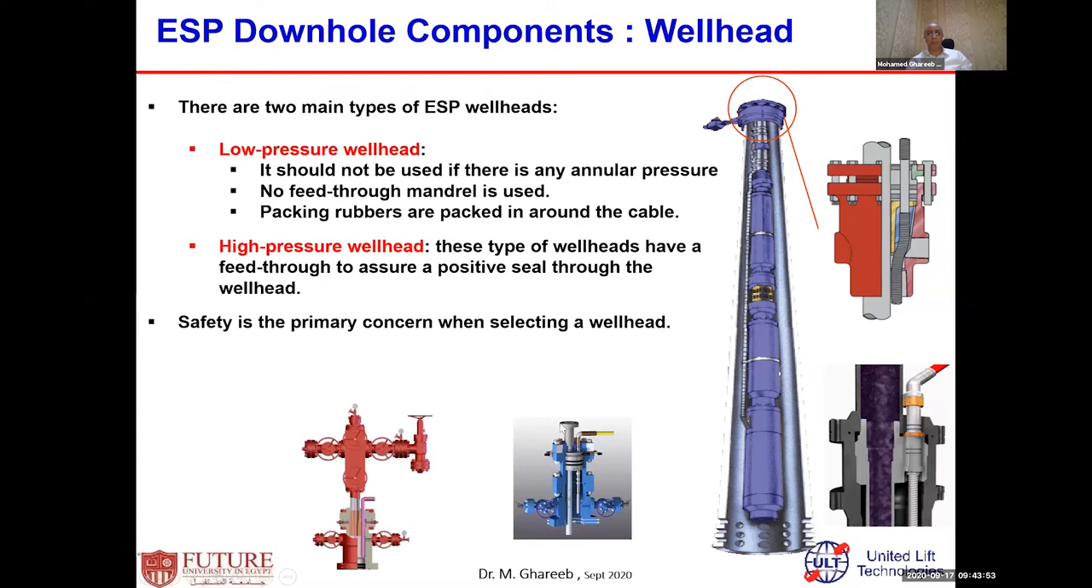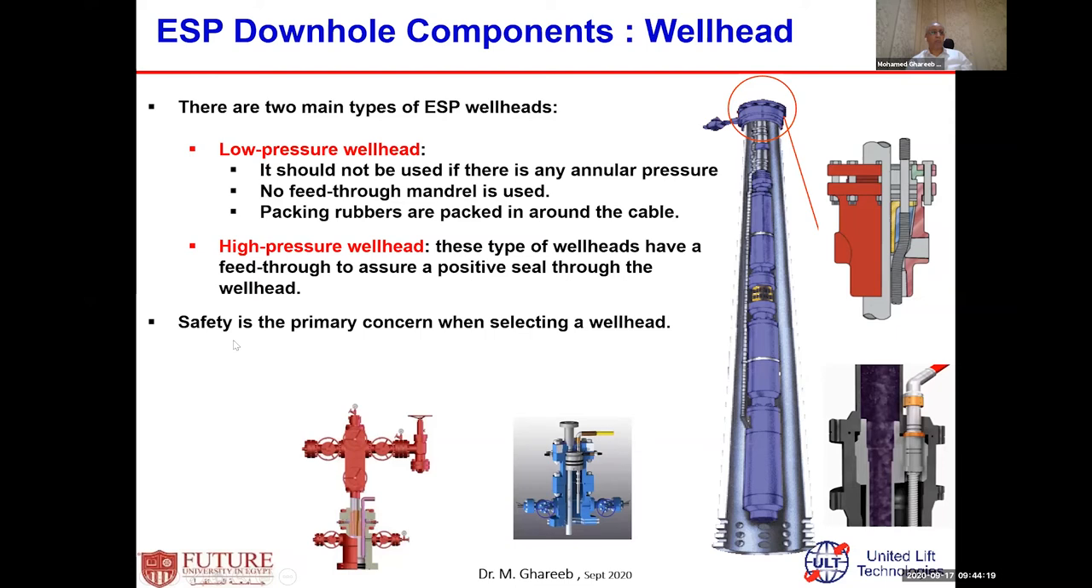There are different types of this connection. It can be at an angle like this, or a 90 degree angle like this. There are different types of connections based on the well condition, the cable size, the cable type, the wellhead type, and so on. You can have different types for different conditions.